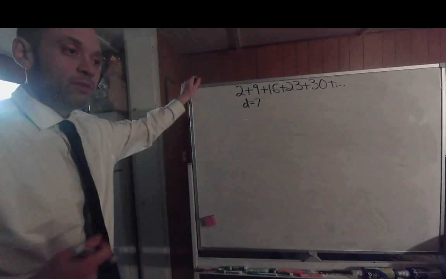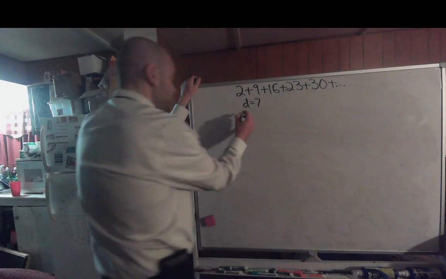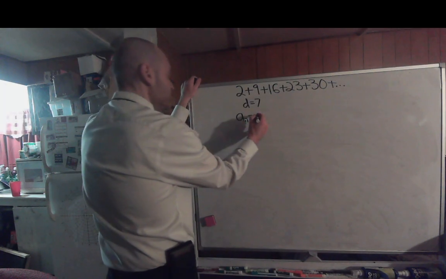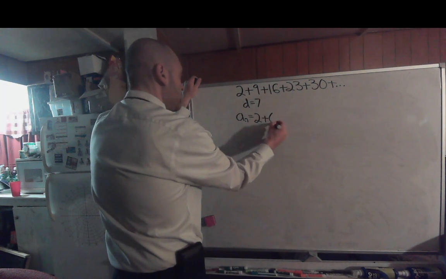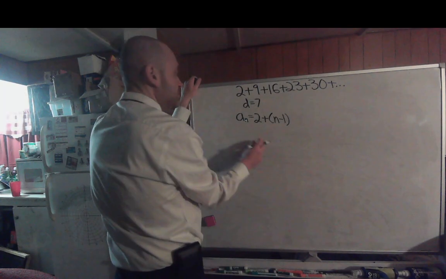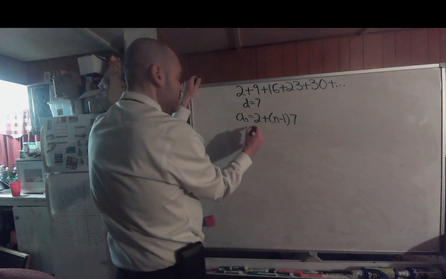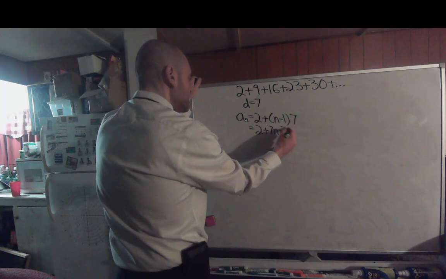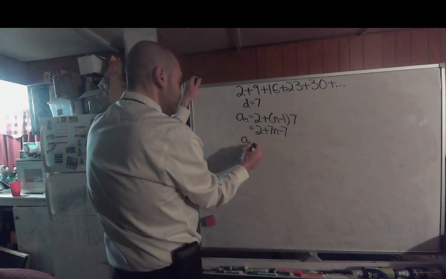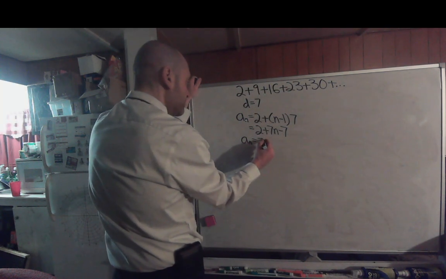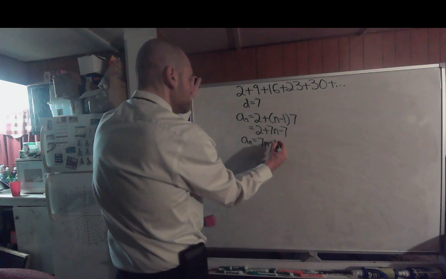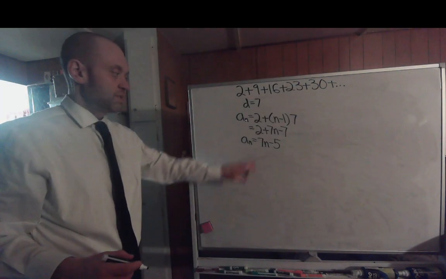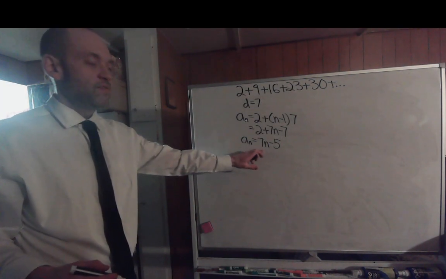Let's find a formula for the nth term of the sequence. So that'd be a sub n equals your a sub 1, which is 2, plus the quantity of n minus 1 times that common difference of 7. So you would get 2 plus 7n minus 7, which means the formula for the nth term of the sequence is going to be 7n minus 5. A sub n equals 7n minus 5.